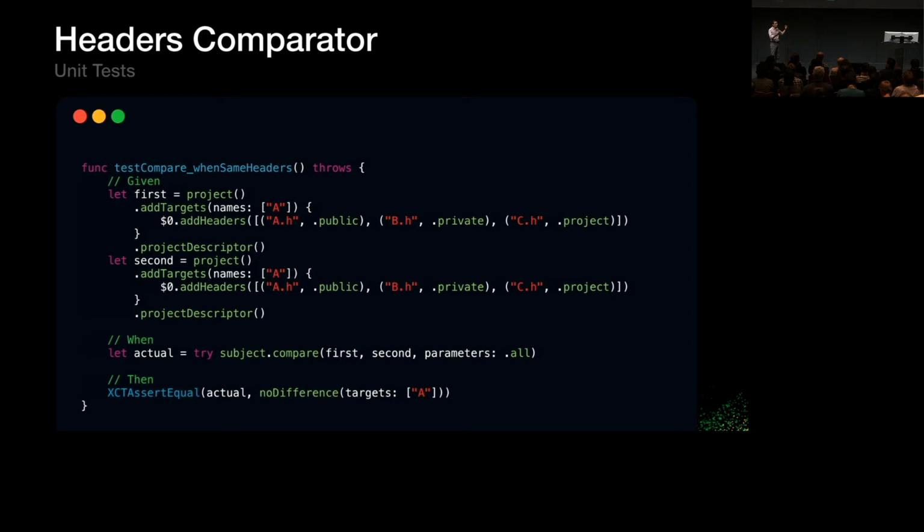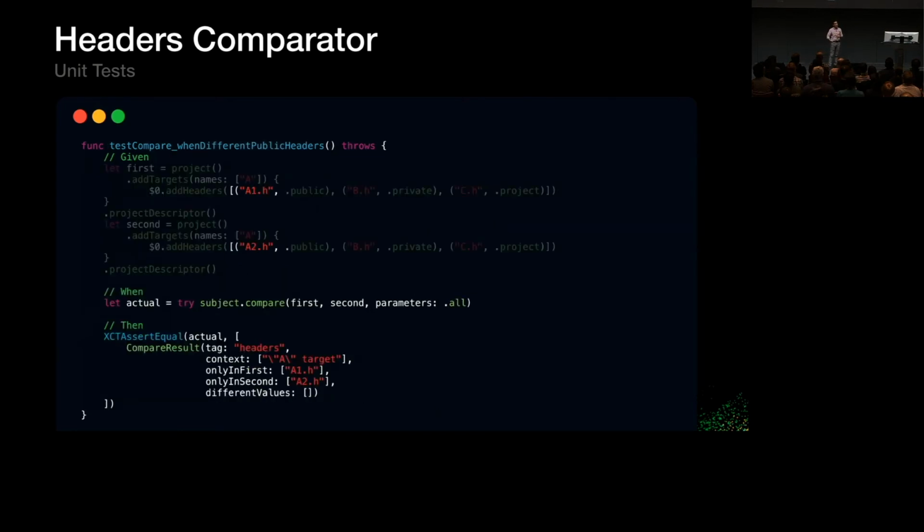It's a typical unit test. You have some input, you perform some action, and you validate some output. In this particular case, we create two project descriptions purely in memory. Nothing's going to disk at this point. So we have a first project, a second project. We have some headers configured in them, and then we run our comparator. The subject in this example is the headers comparator. And then we validate there are no differences. They're the same headers in this example.